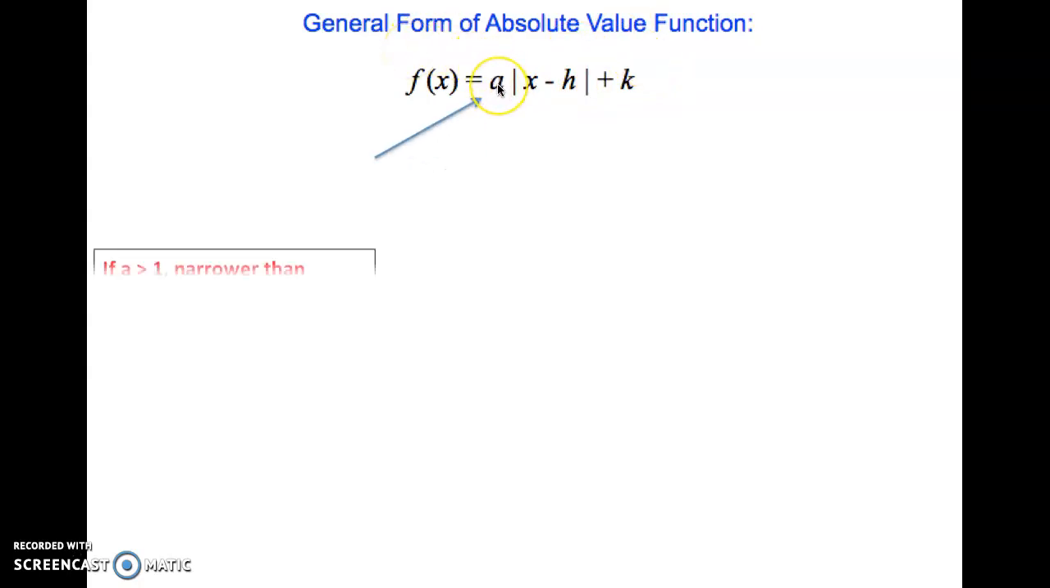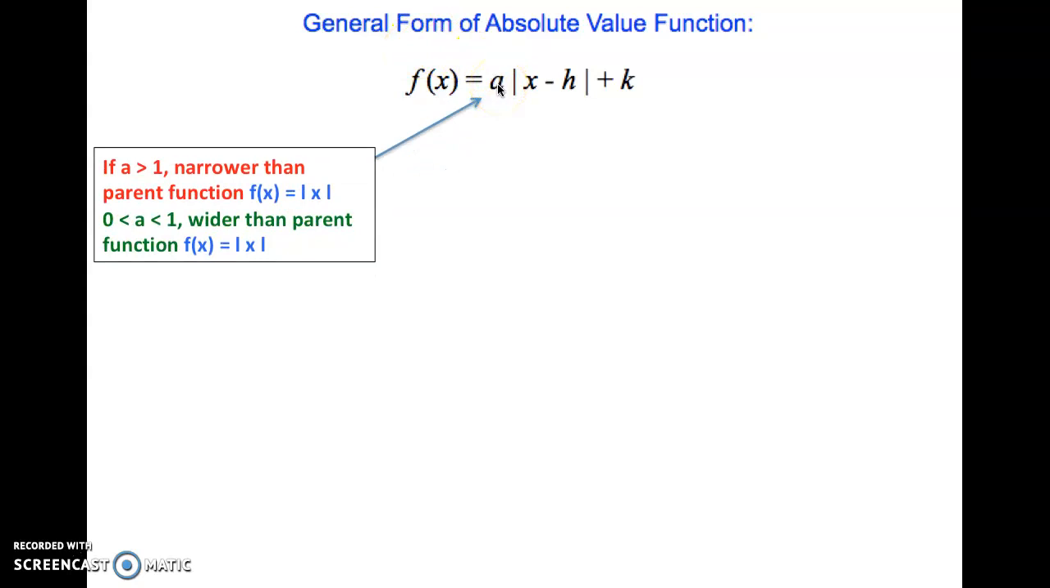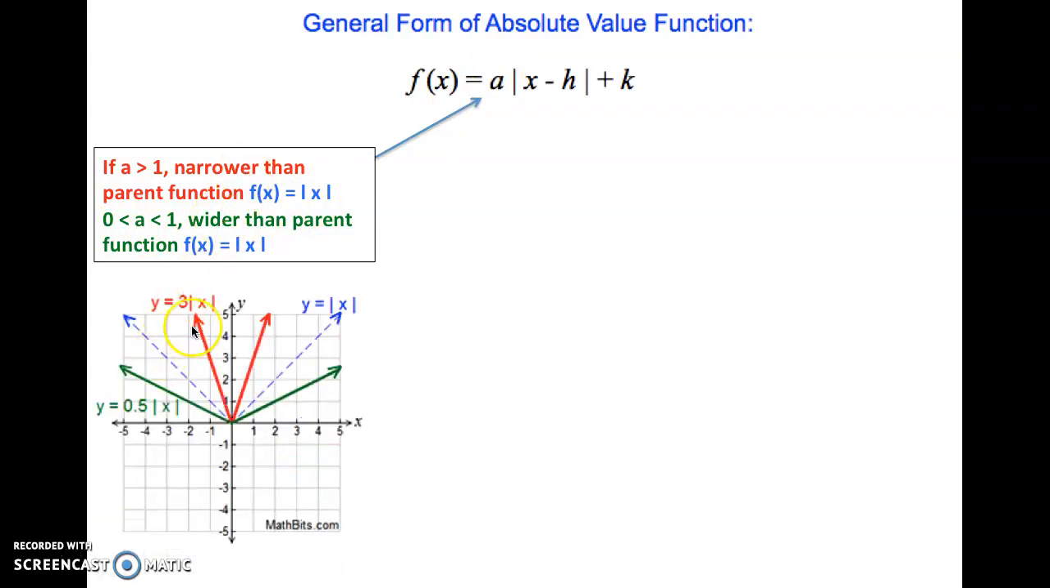The first part, a, if a is greater than 1, the graph is going to get narrower than the parent function. Obviously this would just be 1 if it was the parent function. If the number is between 0 and 1, well then your graph is going to become wider than the parent function. So to give you an example, the parent function is the blue dashed line in the middle. The red line is 3 absolute value of x. So basically multiplying by 3 here. Notice how the red graph gets narrower compared to the blue graph. We did not change the vertex, still the same point.